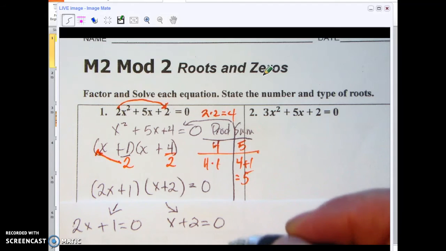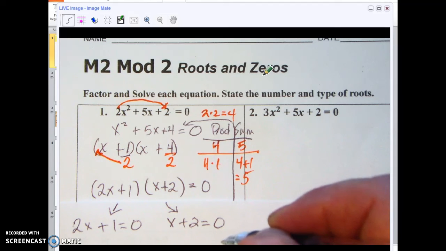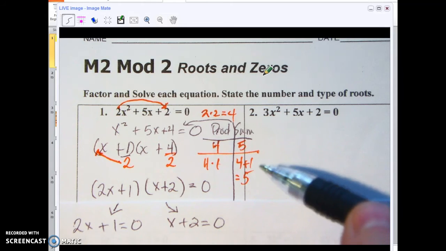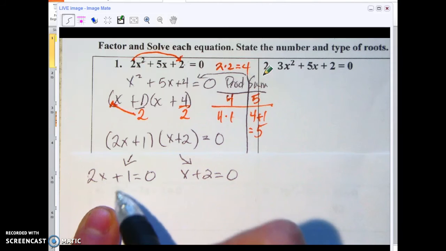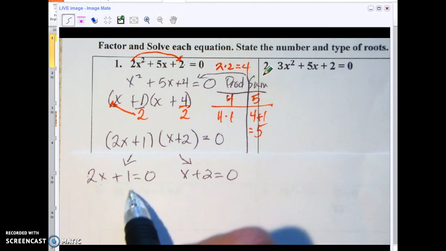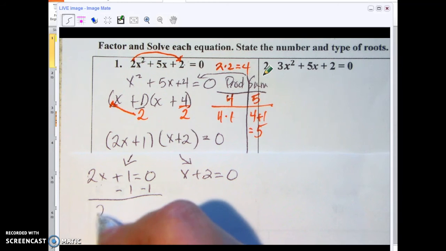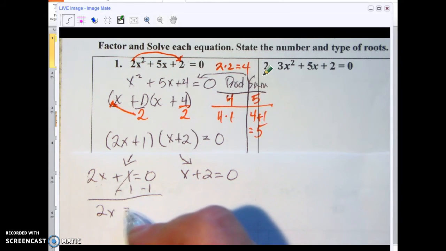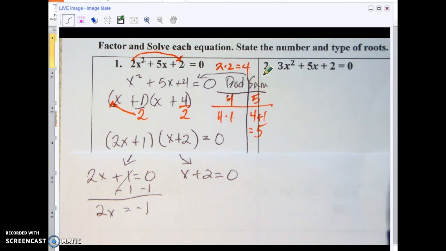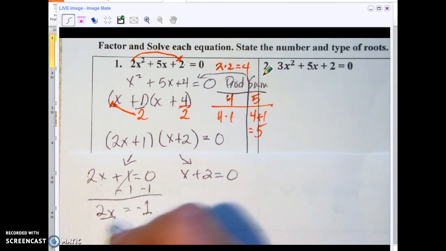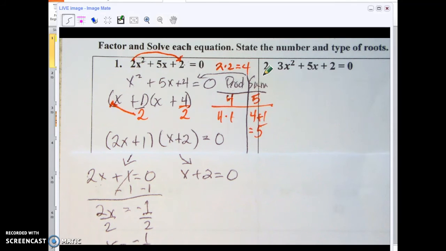Now I have a simple algebra problem, like the ones I learned when I first started learning algebra, and I just solve for x. So what is my first move? What's the first thing I'm going to do to solve for x? Subtract 1 from both sides. 2x equals -1. What's my next move? Divide by 2. So x equals -1/2.